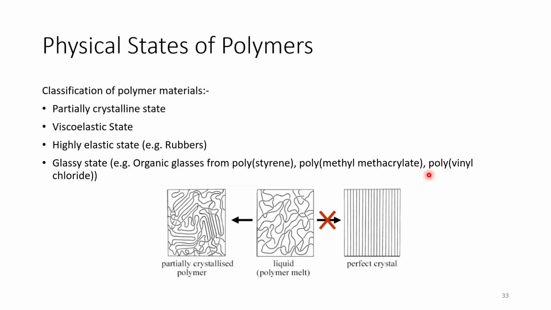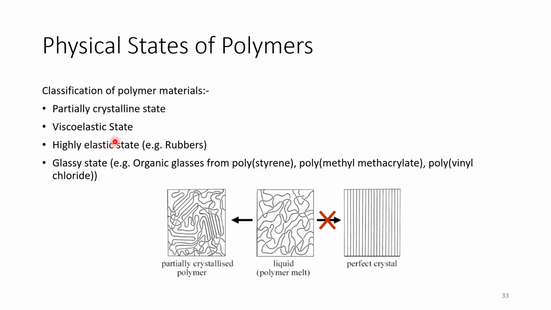Next up you have physical states of polymers. So classification of polymer material based on physical state. It can be partially crystalline state, it can be viscoelastic state, it can be highly elastic state, or it can be glassy state. So depending on glass transition temperature, where your material is existing on that range, it can show various types of these physical states.